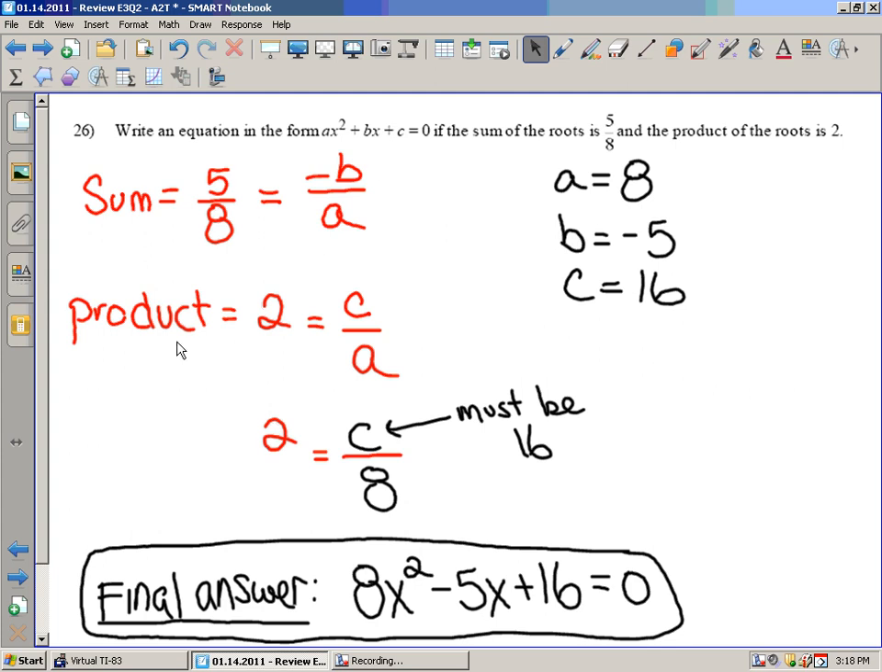Now the product of the roots is 2. Okay, so 2 equals c over a. You know that a is 8. What must c be so that this fraction over here reduces down to being 2? Obviously, c's got to be 16. And since c is 16, all you do is fill out the original equation, write it down, and you're done.